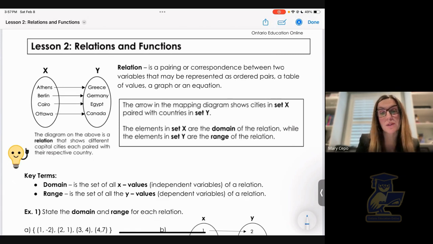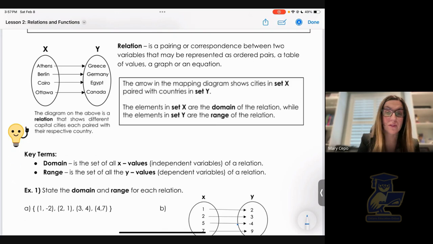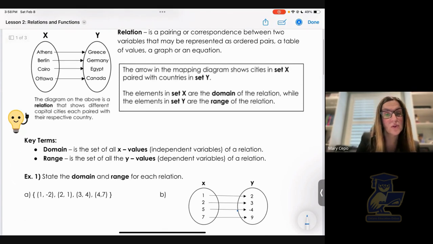The arrow in the mapping diagram shows cities in set X. If you look at set X, it has all the cities: Athens, Berlin, Cairo, and Ottawa. They each are paired with countries in set Y, so their corresponding countries: Greece, Germany, Egypt, and Canada. The elements in set X are the domain of the relation, while the elements in set Y are the range of the relation. Key terms. Let's remind ourselves.